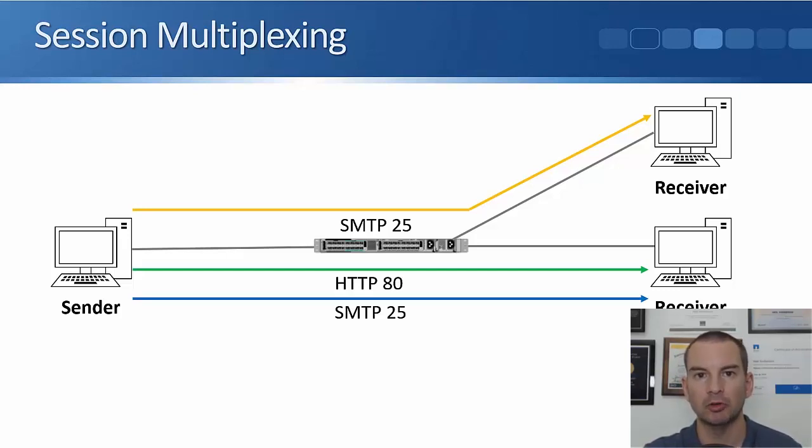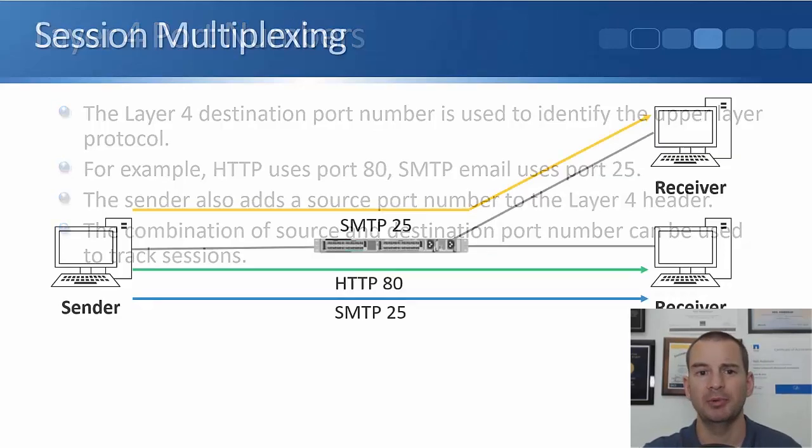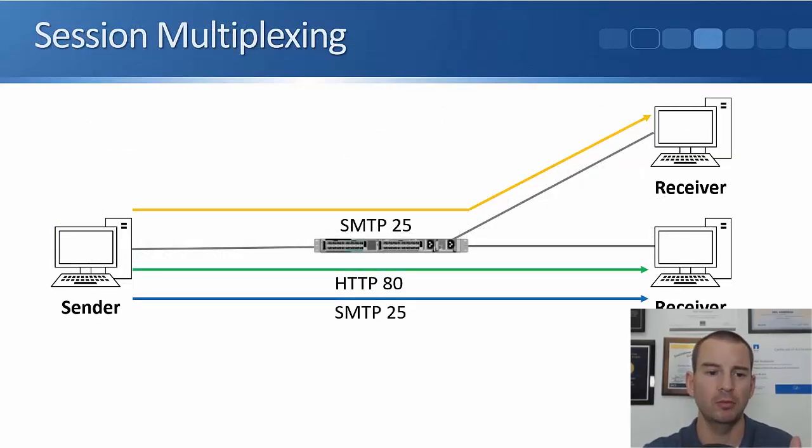It's layer 4, the transport layer, that is responsible for tracking and keeping control of the different sessions on a host. We have port numbers. So going back to that previous example again, you see we've got two sessions going from the sender on the left to the bottom receiver on the right. One of them is web traffic, the other session is email traffic.